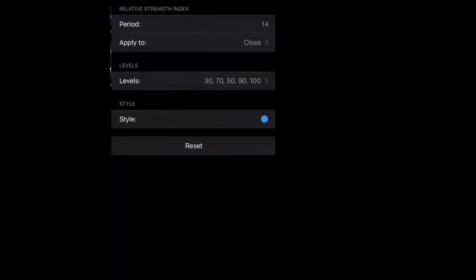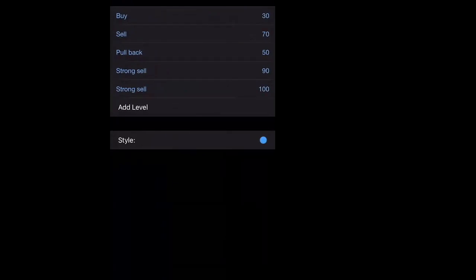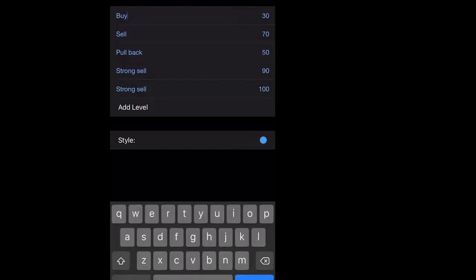You want to click on it, and then it's going to say levels, right? You'll click on levels. The levels will be 30, 70, 50, 90, 100. Take a screenshot if you have to. So at the 30 level, you type in the word buy. At the 70 level, you'll type in the word sell. At the 50 level, you'll type in the word pullback.